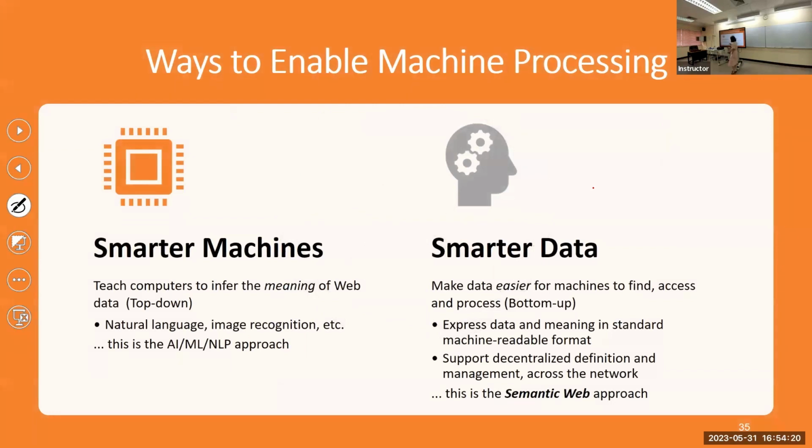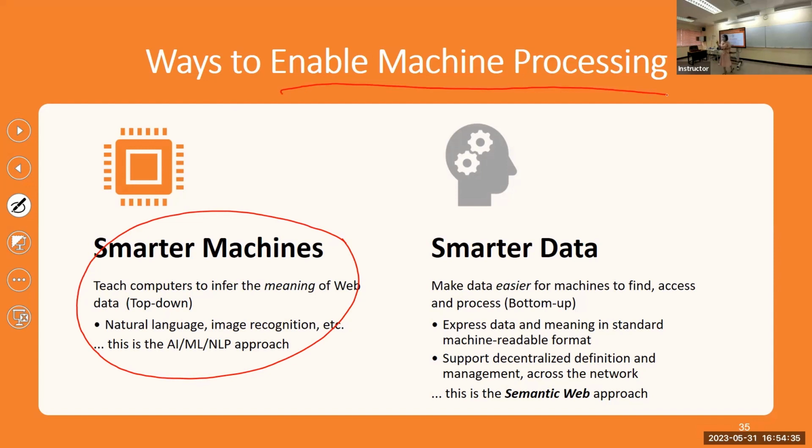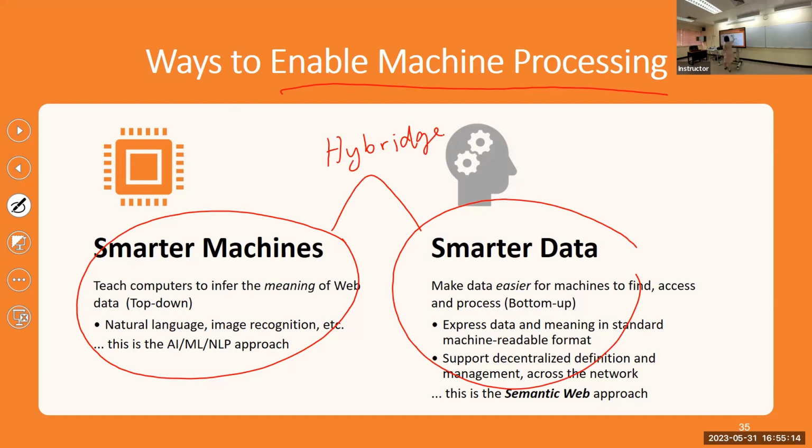So I think many of you already learned, for example, NLU, NLP, and so on. It is the way that if we want to enable machine processing of data, we make machines smart, understand our human language, like NLP techniques, ChatGPT, large language models, and many more, right? They try to understand human language using those algorithms and techniques. And that is the smarter machines approach. Another approach, but of course, there could be a hybrid approach as well.